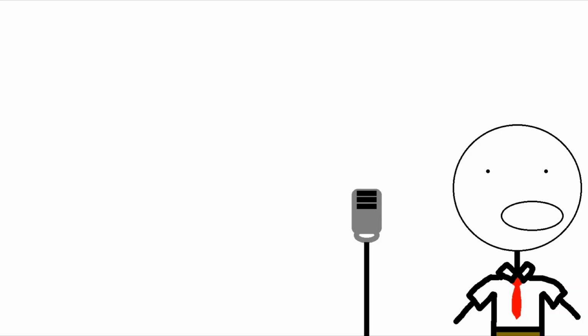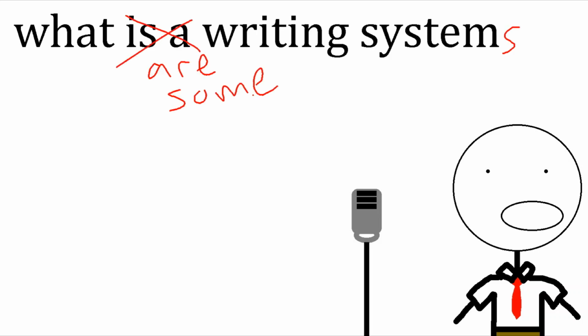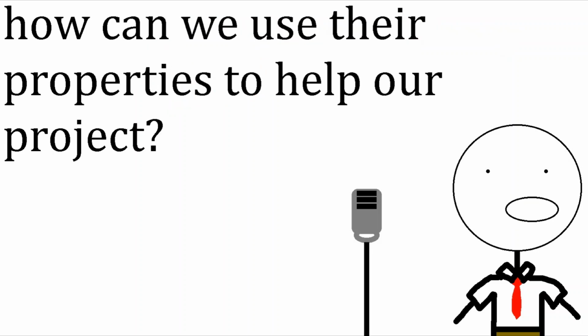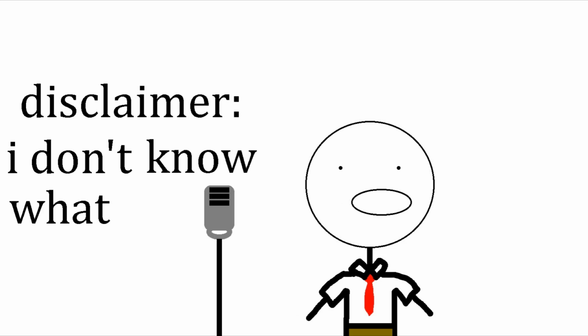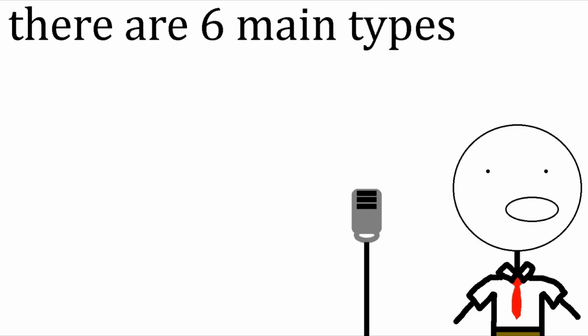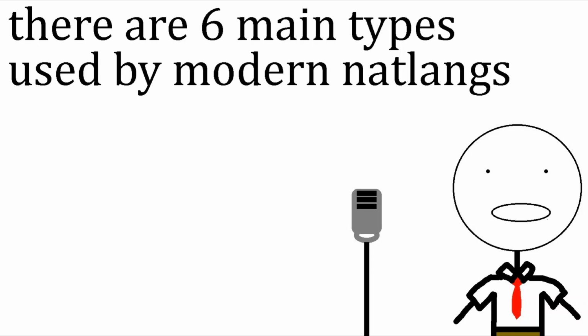It's important to understand the different types of writing systems and how they work before we can truly start to dissect and use their awfulness in our horrible Conlang. Disclaimer, I don't know what I'm doing, nor do I know what I'm talking about. There are 6 main different types of writing systems in use today in our modern society by normal, natural languages.